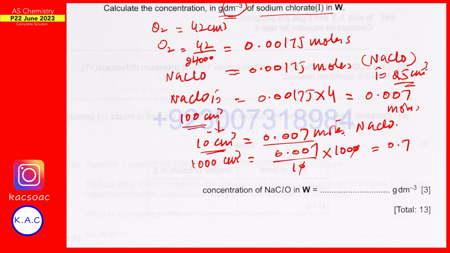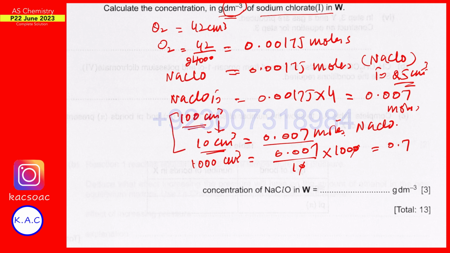Once again, let me check the original options and answer. First of all, from the very beginning, 42 divided by 24,000, that is 0.00175 mole. Yes, it is correct. And then multiply by 4, that is equal to 0.007. Yes, it is true. And these are the moles in 100 cm³.